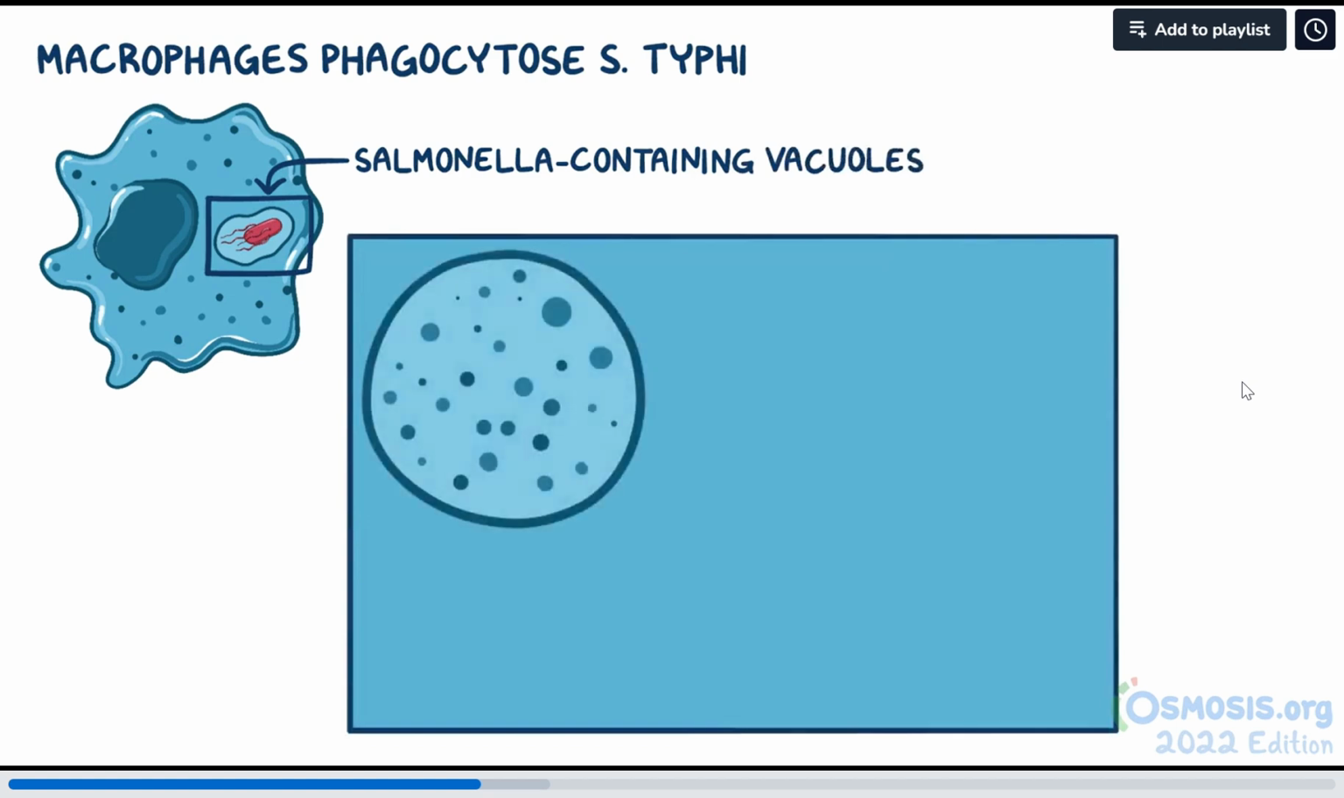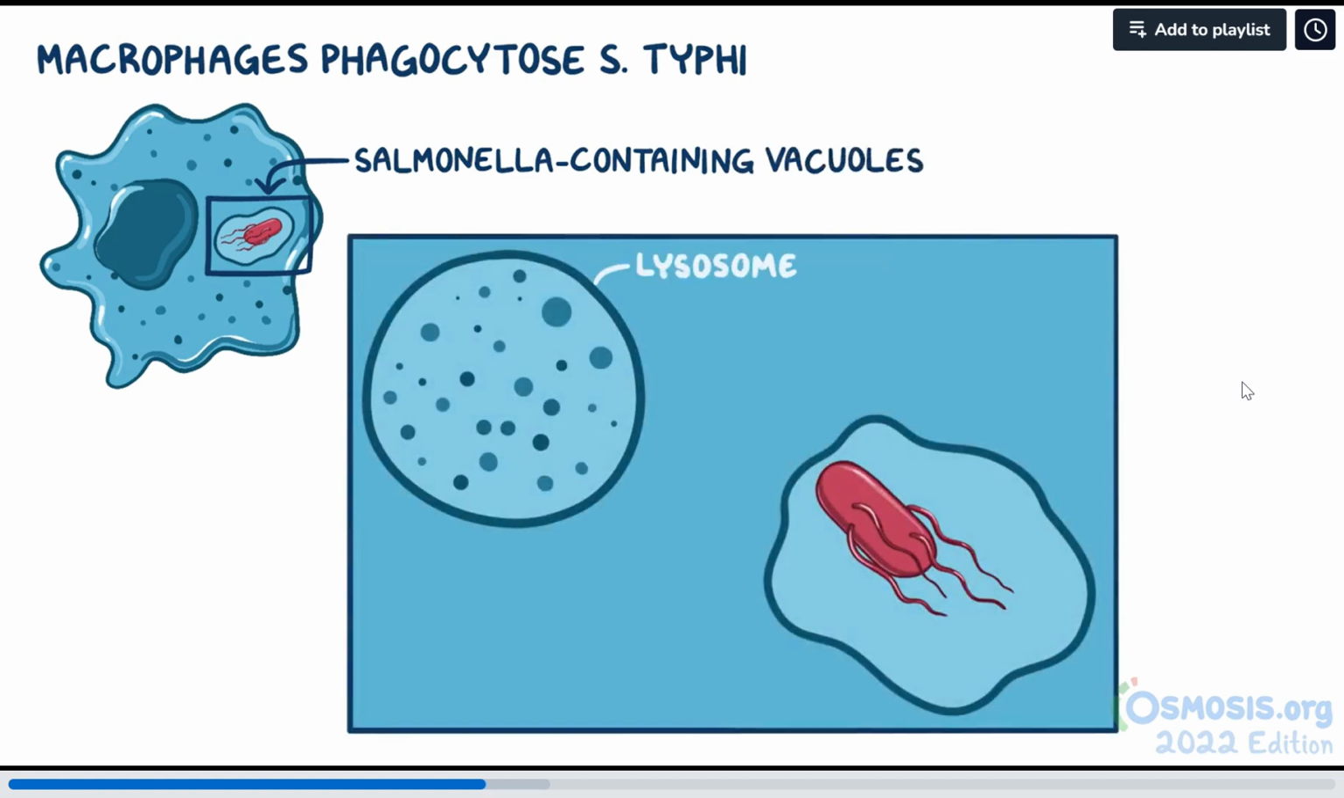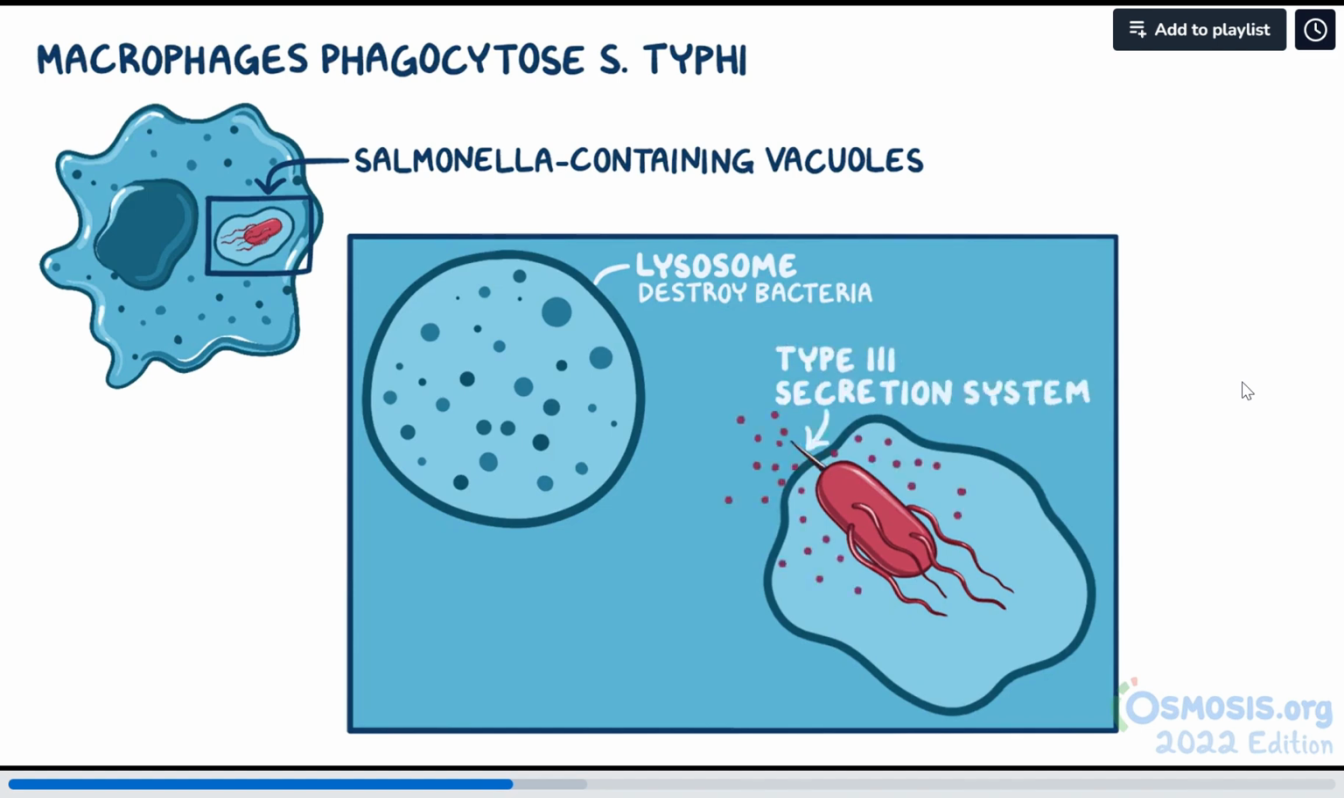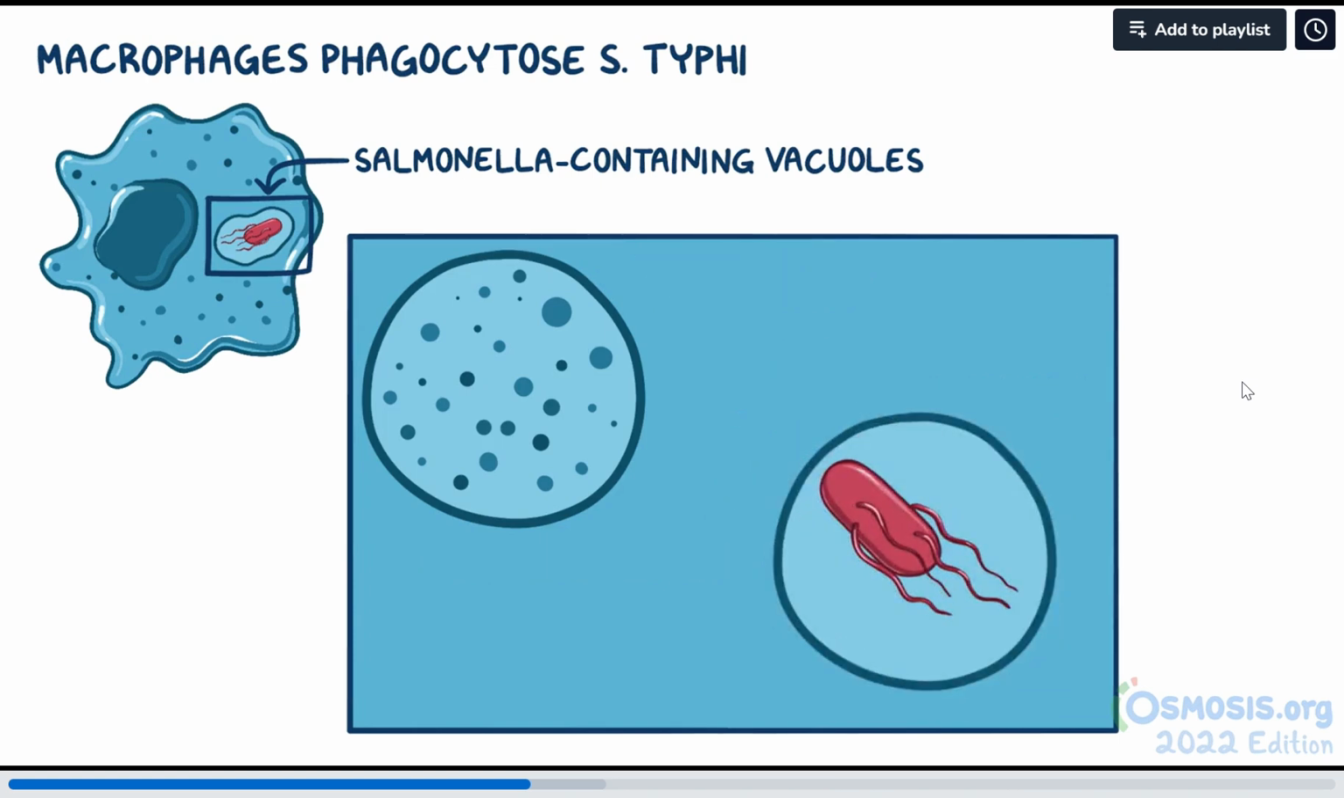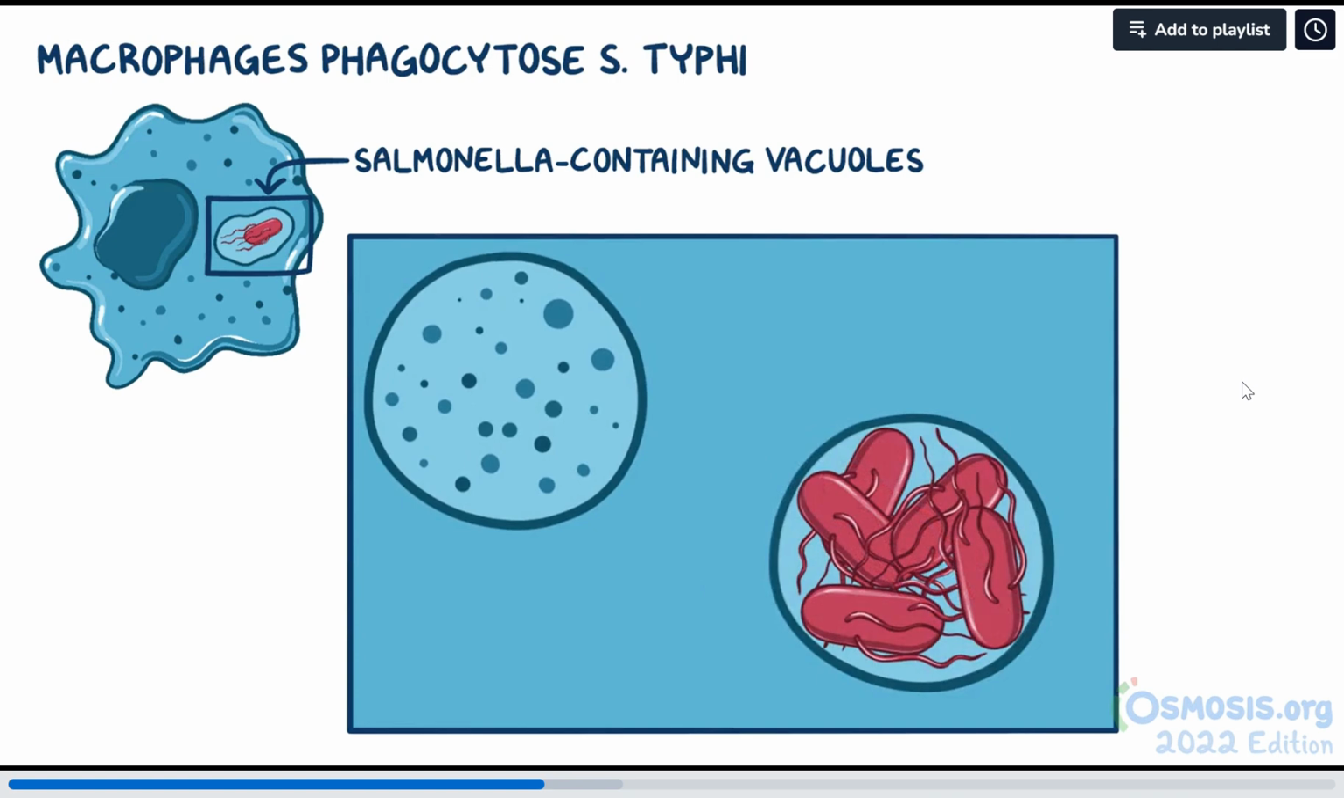Normally, the vacuole would fuse with the host cell's lysosomes, which are organelles filled with digestive enzymes that destroy the bacteria. But S. typhi uses a needle-like protein appendage, called a type 3 secretion system, to inject a variety of effector proteins across the vacuole membrane and into the host cell's cytoplasm. This leads to a remodeling of the vacuole that prevents fusion with the lysosome, so S. typhi survives and replicates within the vacuole.